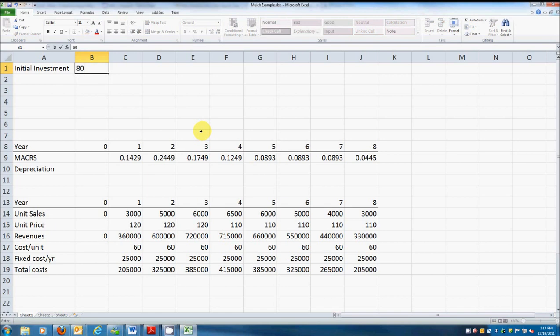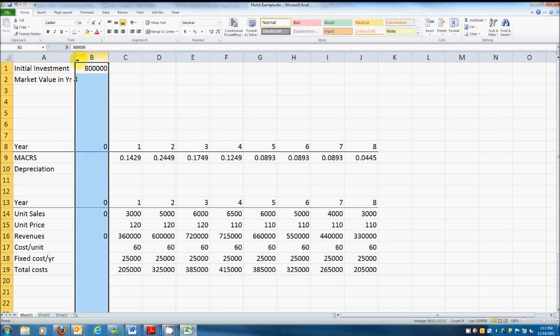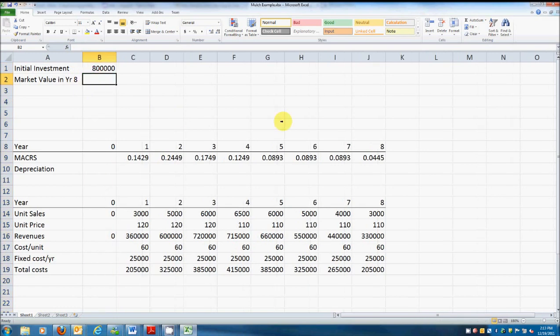They tell us it's 800,000, and they tell us that our market value at the end of that asset, that's in year 8, is equal to 20% of the initial investment. Actually, they don't say 20%, they just say $160,000. So we're just going to enter $160,000 right there.